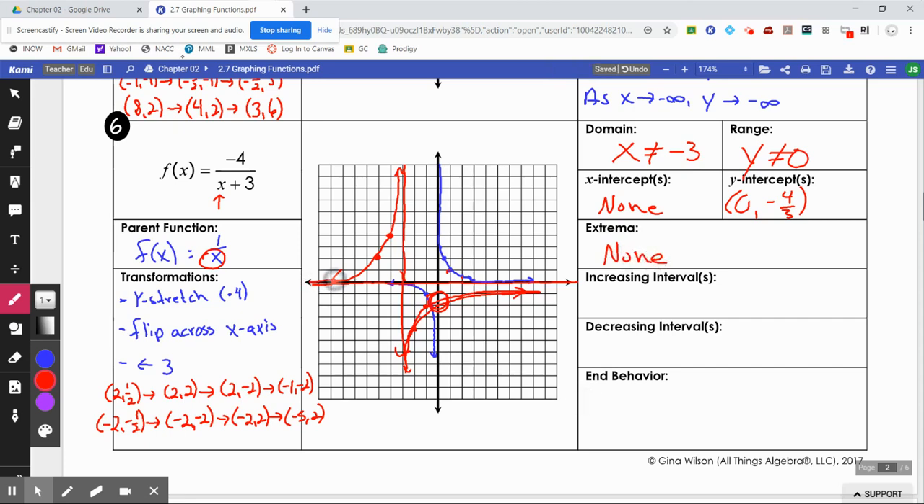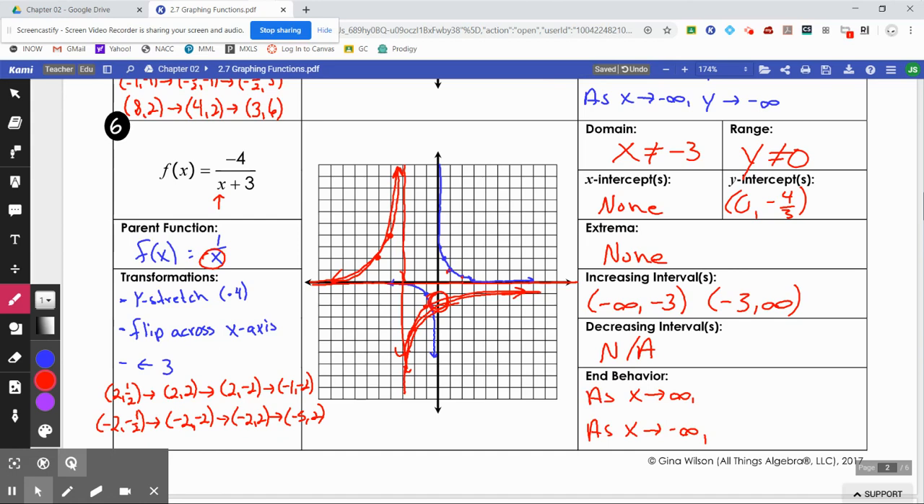Increasing, okay, you're increasing from -infinity up to this asymptote line, located at -3. But then you jump down here and start increasing again, from -3 to infinity, and your graph never decreases. As you travel to the right, your graph starts leveling off, getting closer and closer to the x-axis, so your y approaches 0. The exact same thing happens as you go to the left.